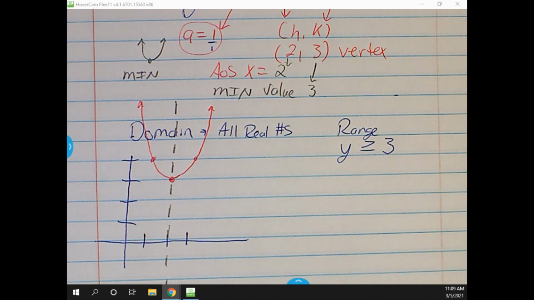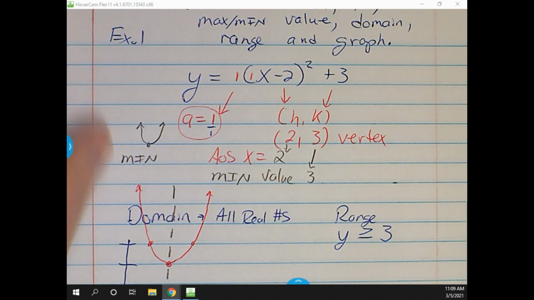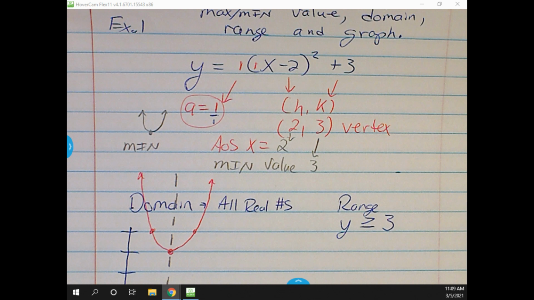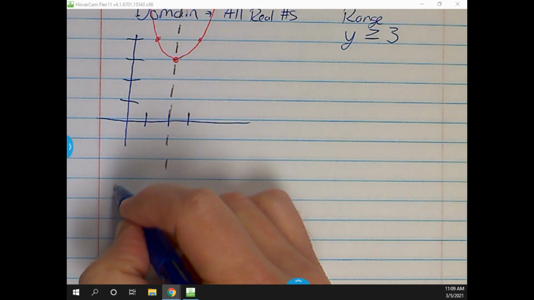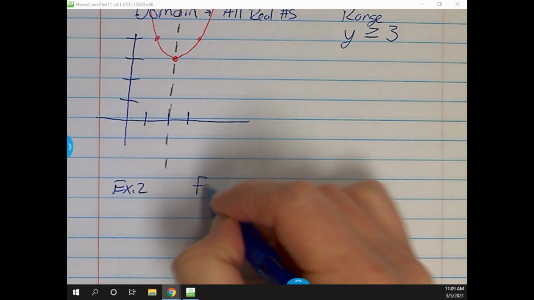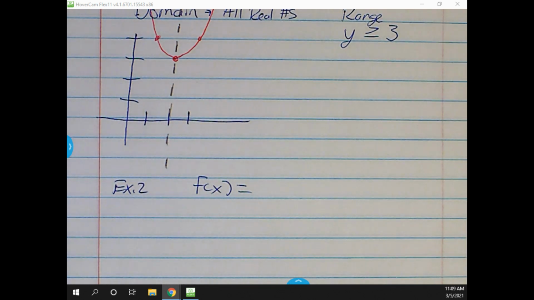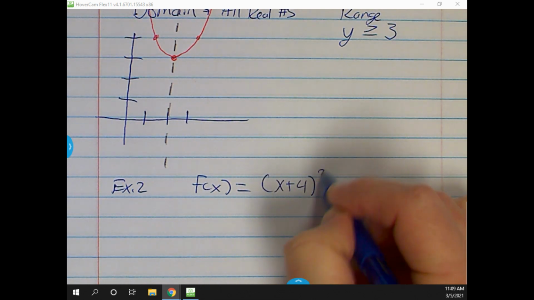Okay. All right, so that's the basic one where we've got everything that we need. Let's show you some where we do all kinds of different things so you can see the different things that might happen to you as you're graphing some of these. All right, so for example, 2, this time we'll do a function, so it's f of x equals, and we'll do (x + 4)².